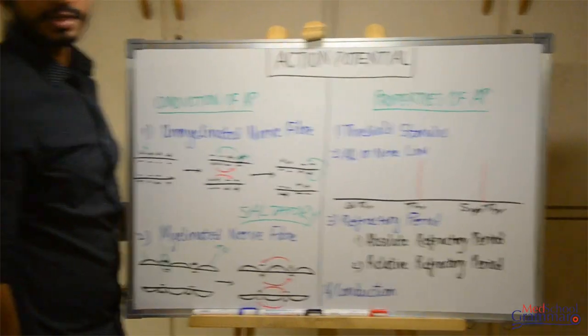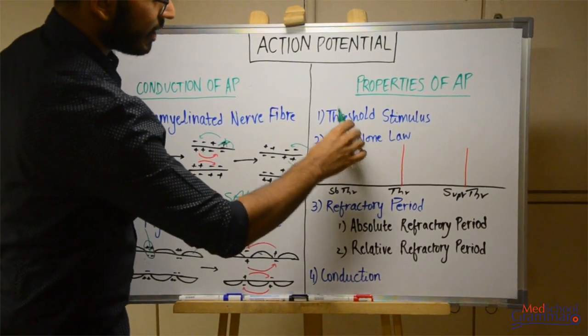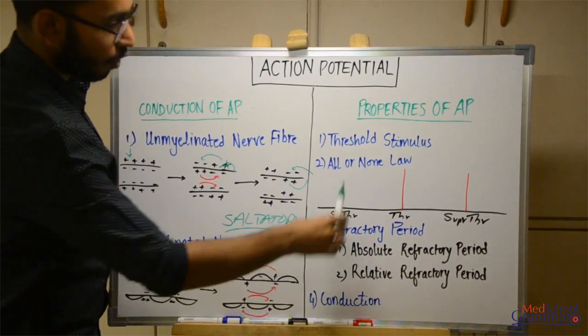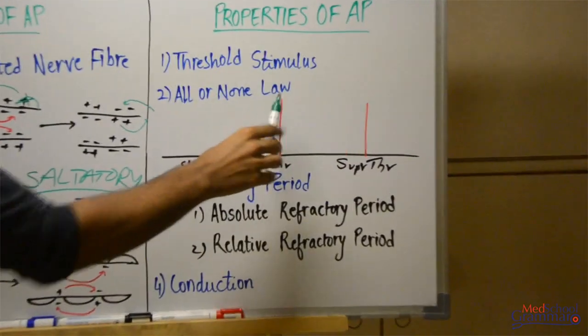Moving on to the properties of action potential. Basically there are 3 to 4 properties; here we are considering 4. Threshold stimulus, as already explained. What is threshold? All or none law.